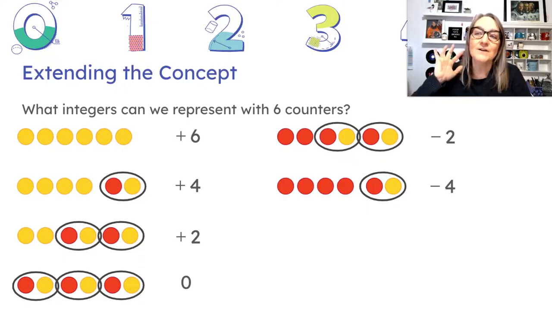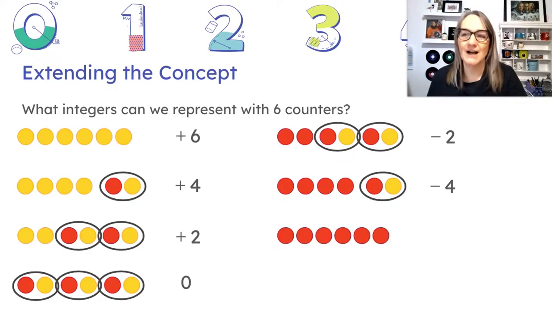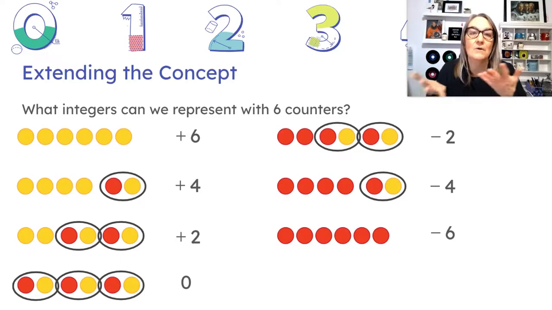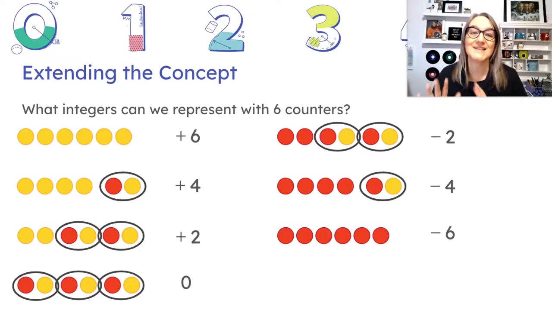And the final step is to turn over that last yellow tile. That leaves us with 6 red tiles, which represents -6. And you can see here how I represented 7 different integers using just 6 integer tiles. And that's the power of the zero pair.